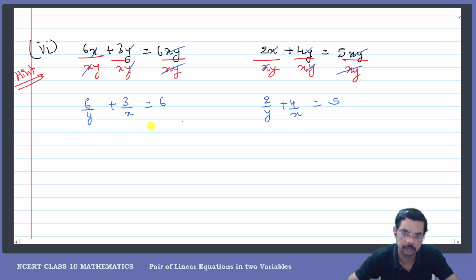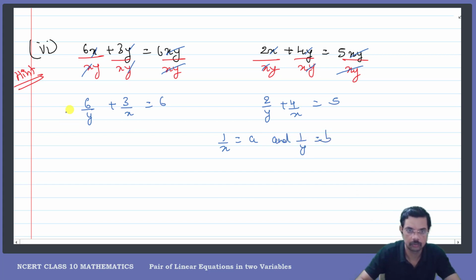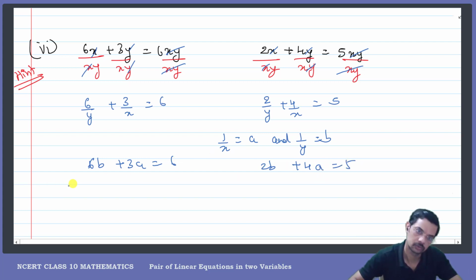Correct. So see, 1 by x equal to a and 1 by y equal to b. So in this expression, what can I do? This is 1 by x, 1 by y, which is equal to b. So I get 6b plus 3a equal to 6, and here it becomes 2b plus 4a equal to 5. Now you can simplify. Solving further, we can get the solution.